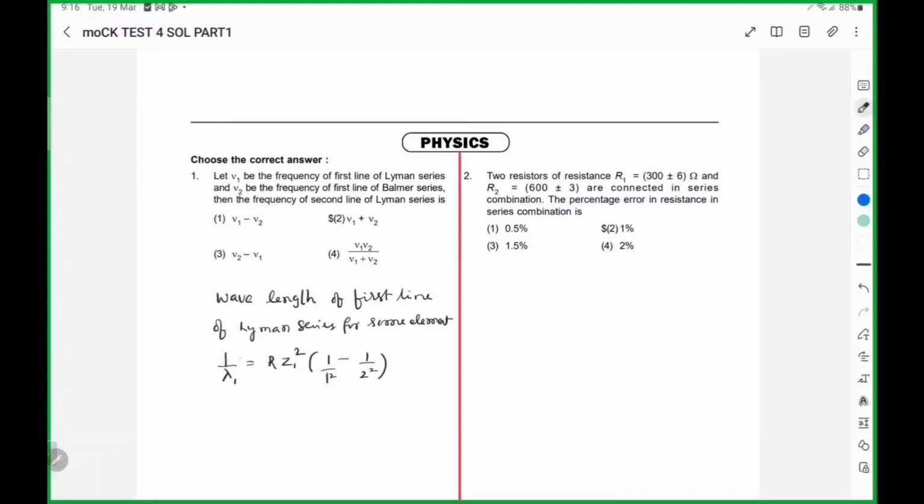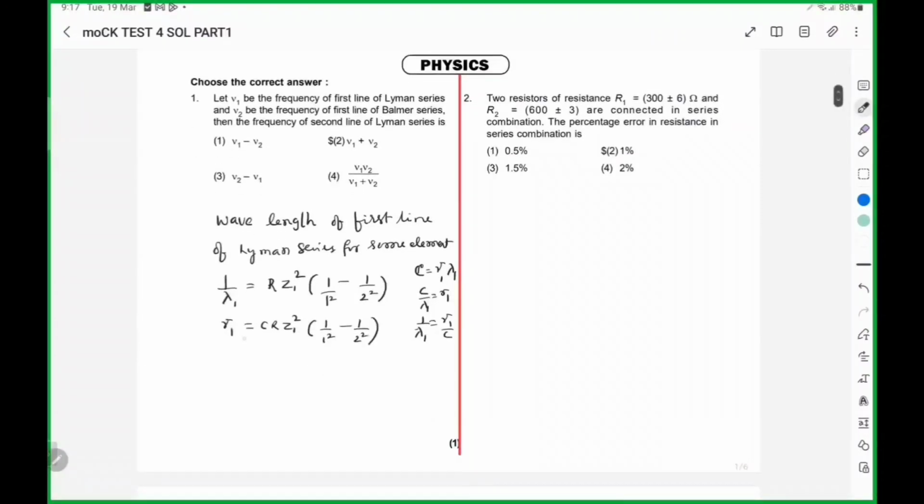Here C is equal to mu1 lambda 1. So C by lambda 1 is mu1. So 1 by lambda 1, here mu1 is equal to C R Z1 square into 1 by 1 square minus 1 by 2 square. Here it is 3 by 4.